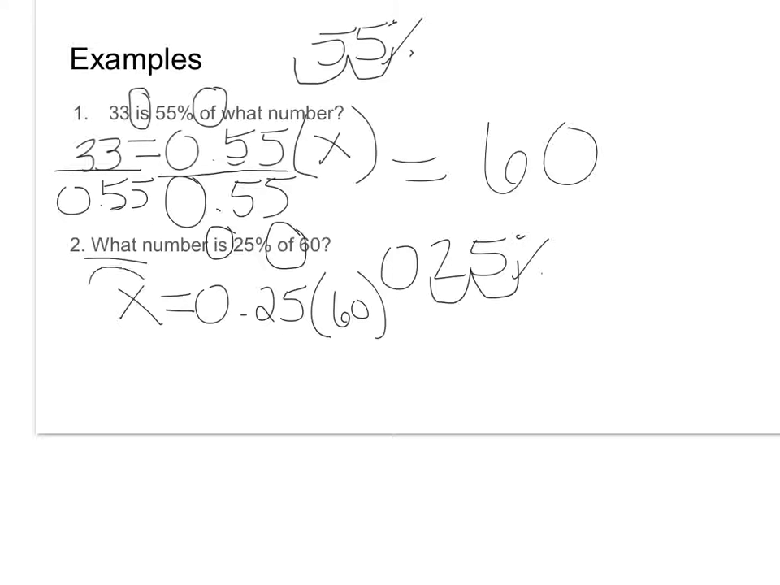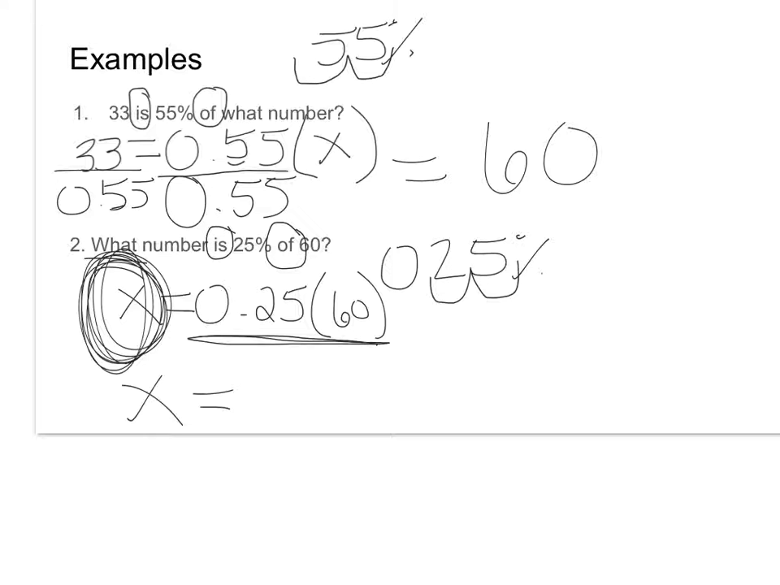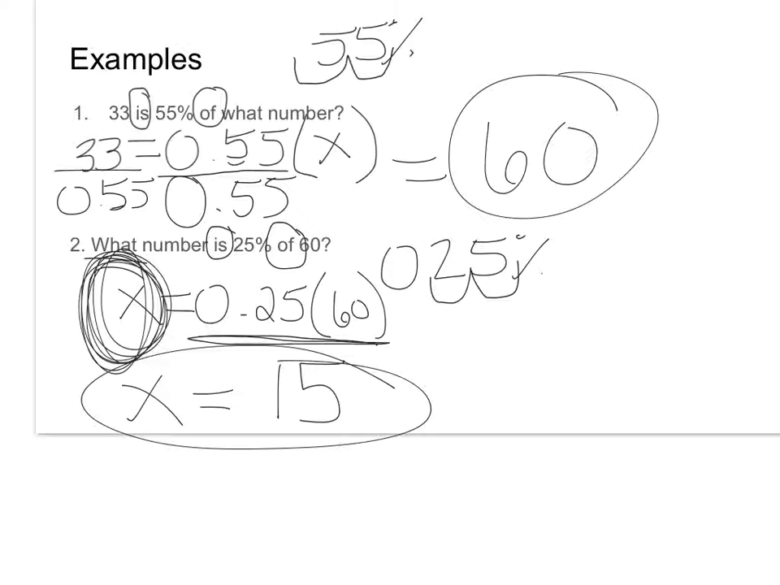In this one, x is already alone, so we do not need to divide. You just do the operation that's on the other side. In this case, all we need to do is multiply. So x equals 0.25 times 60, which is 15. So 15 is 25% of 60. We have 60 in our first answer, 15 in our second answer.